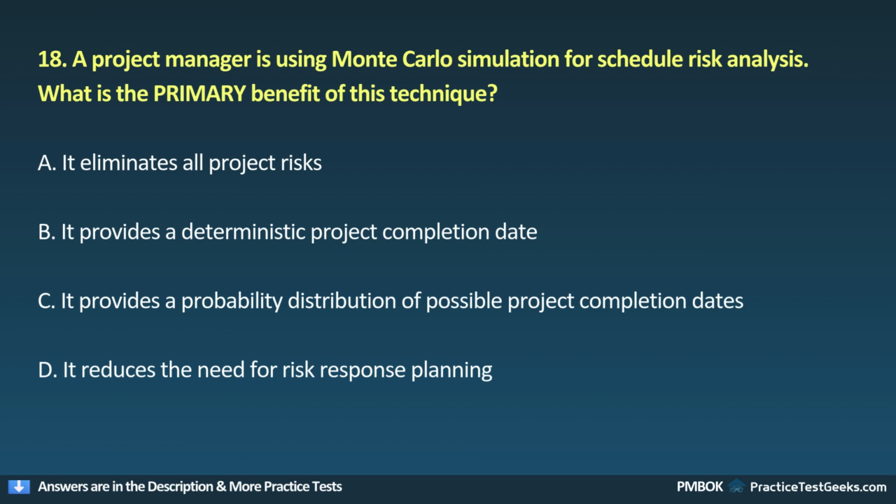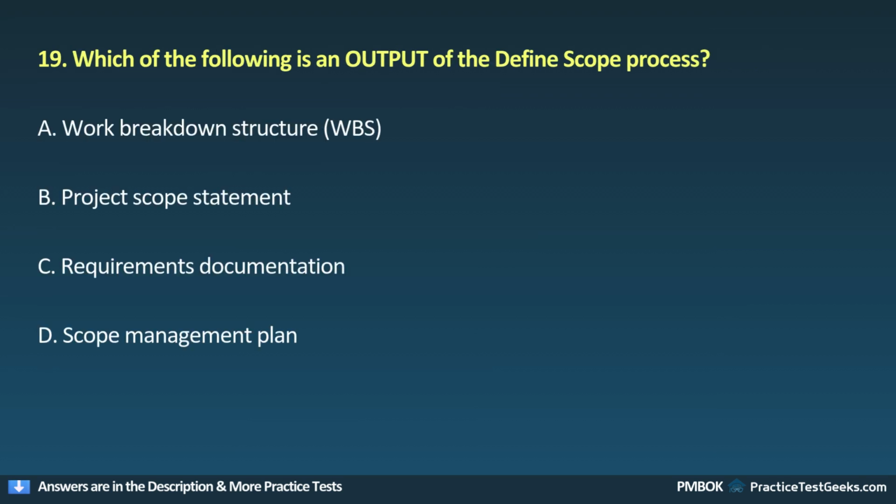18. A project manager is using Monte Carlo simulation for schedule risk analysis. What is the primary benefit of this technique? A. It eliminates all project risks. B. It provides a deterministic project completion date. C. It provides a probability distribution of possible project completion dates. D. It reduces the need for risk response planning.